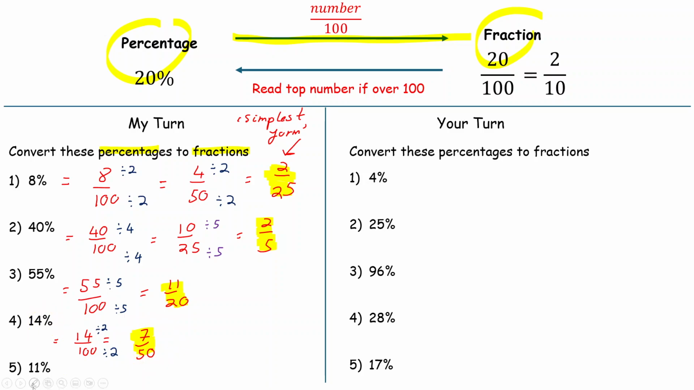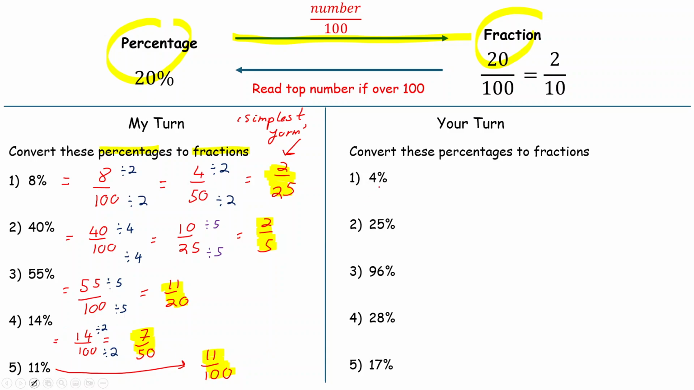Now, last one, we've got 11%, which we can do over here. So we've got some more room. It's going to be 11 out of 100. And because 11 is a prime number, there's going to be no factors of 11 and 100. So in this case, you can't simplify your fraction. It's just going to be equal to 11 over 100.